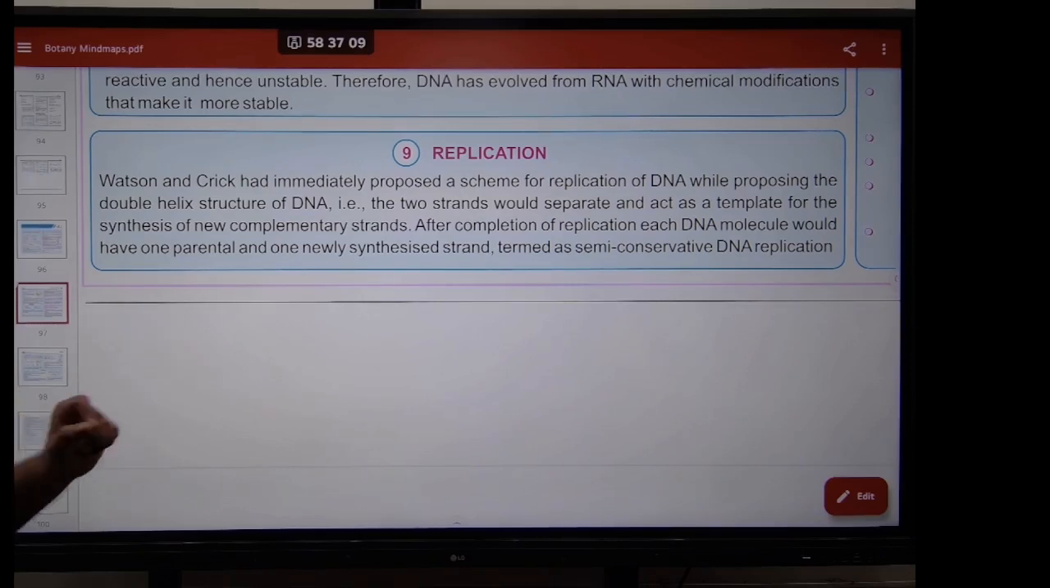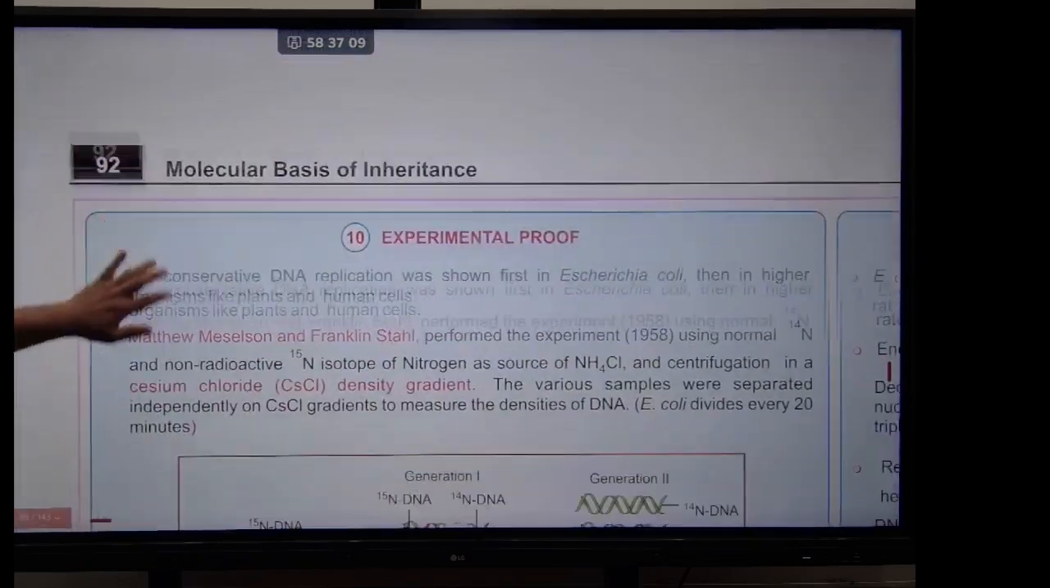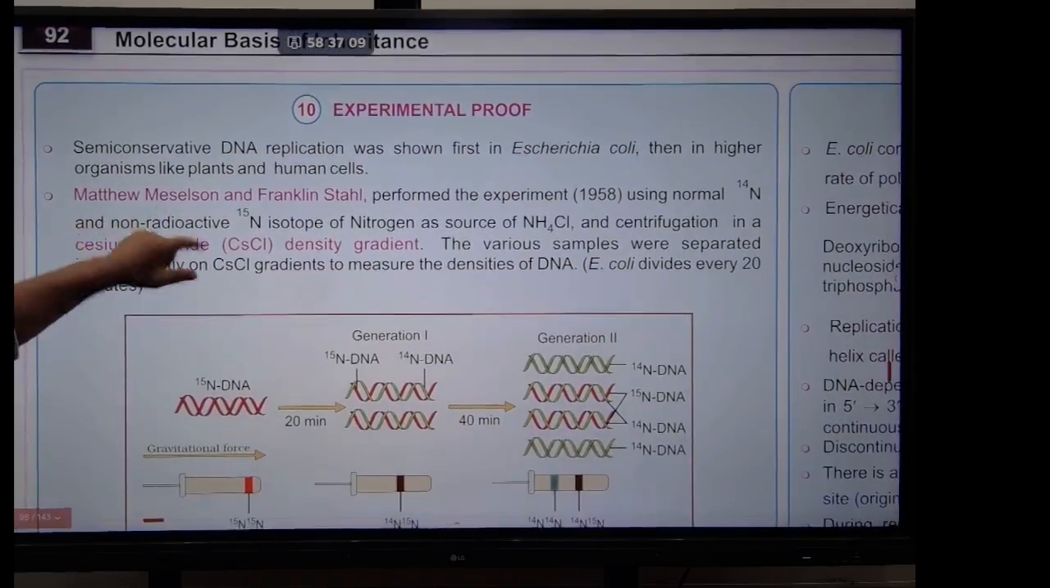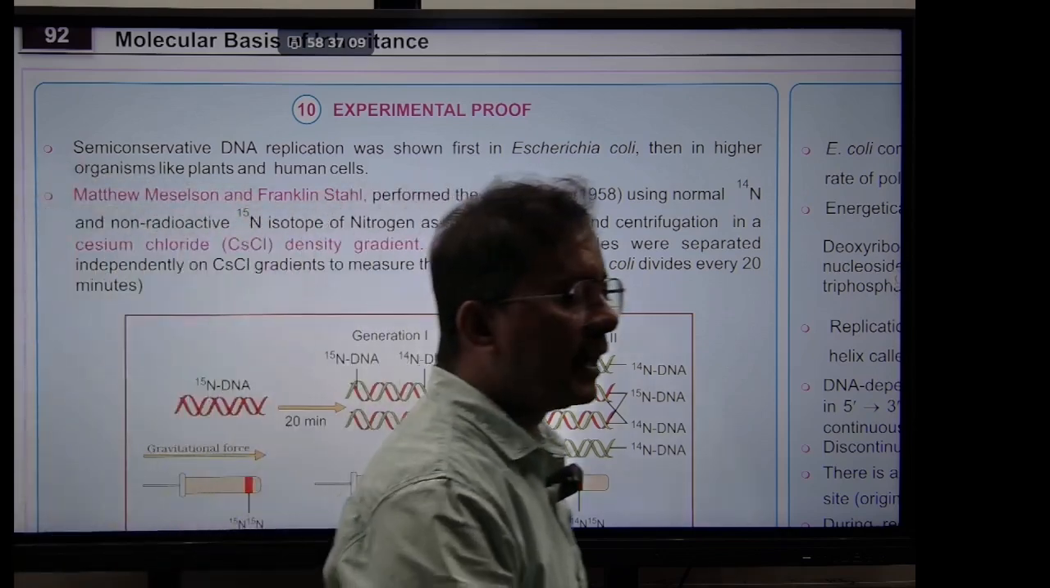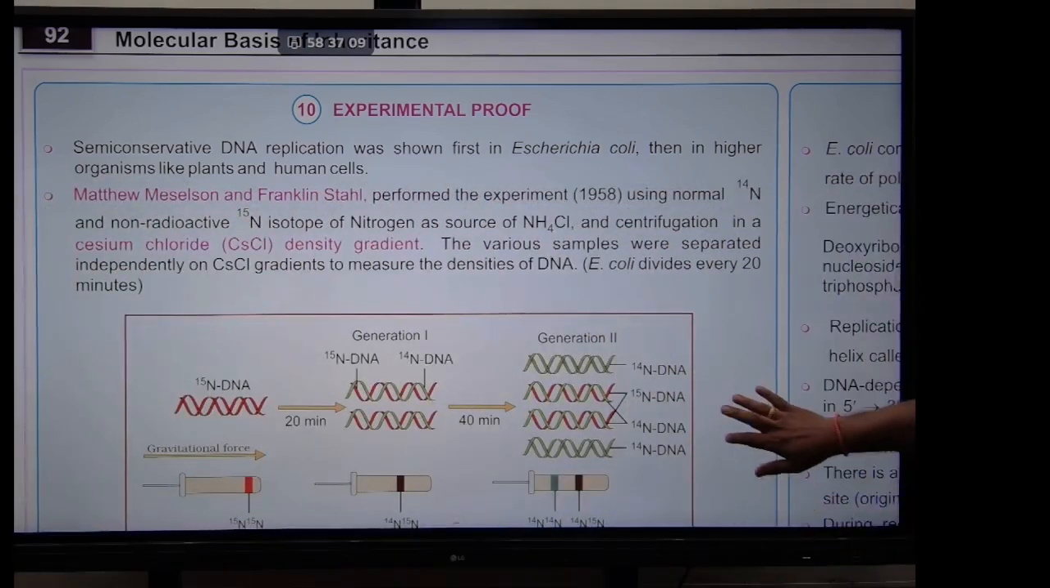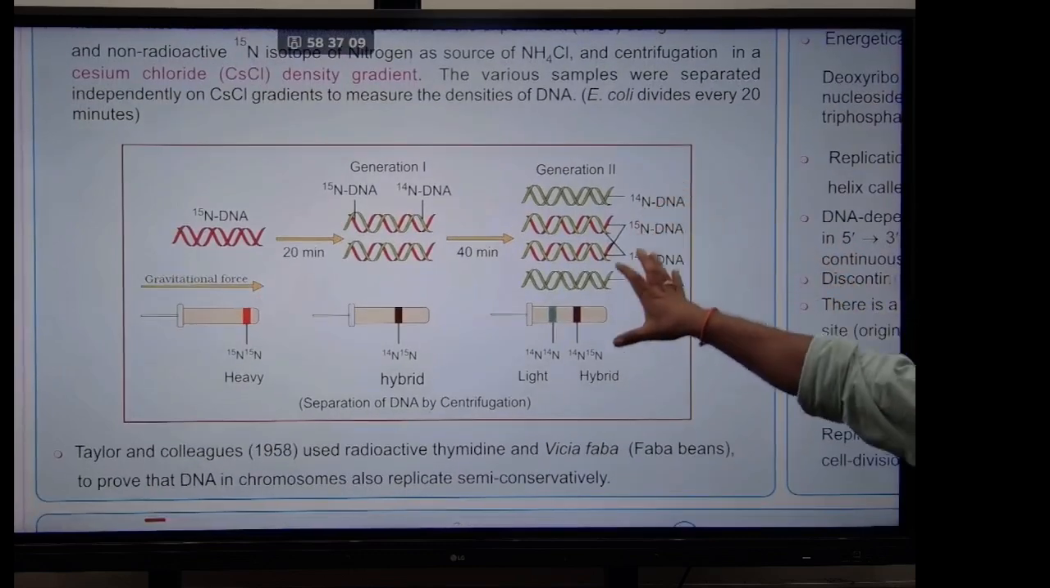This was experimentally proven by two scientists called Meselson and Stahl. They used different types of E. coli bacterial strains, and they used isotopic molecules to perform this experiment.